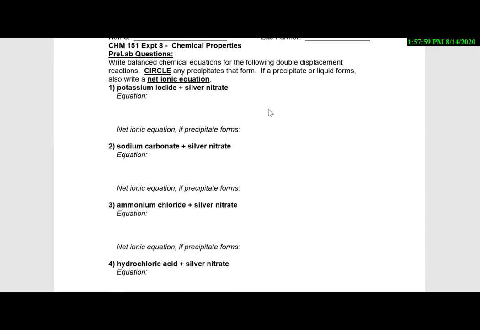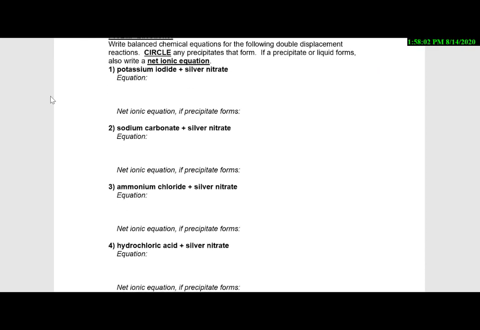So I'll do one example in the pre-lab here with you. So potassium iodide, we know that potassium is a +1 and iodine is a -1, so it'll be KI, aqueous, plus silver nitrate. Silver is always +1, nitrate is a -1. Your reactants will always be aqueous, but you also can double check them if you'd like. And then what you're going to do, once again, is switch the cations and the anions.